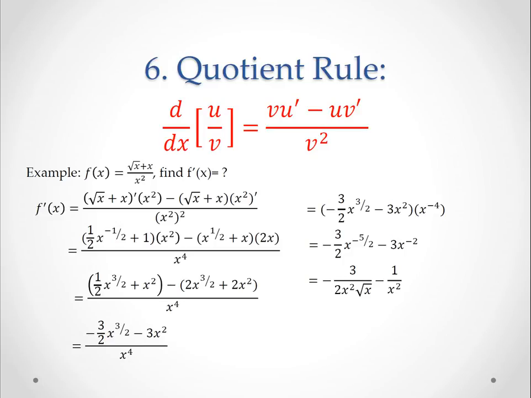This result can be changed as we flip the x to the 4th to the top and it becomes x to the minus 4. And then we do the distribution, which is minus 3 divided by 2 x to the minus 5 divided by 2, minus 3 times x to the minus 2 power. And the final result, we can change back to root notation, which is minus 3 divided by 2 times x squared times square root of x, minus 1 divided by x squared.